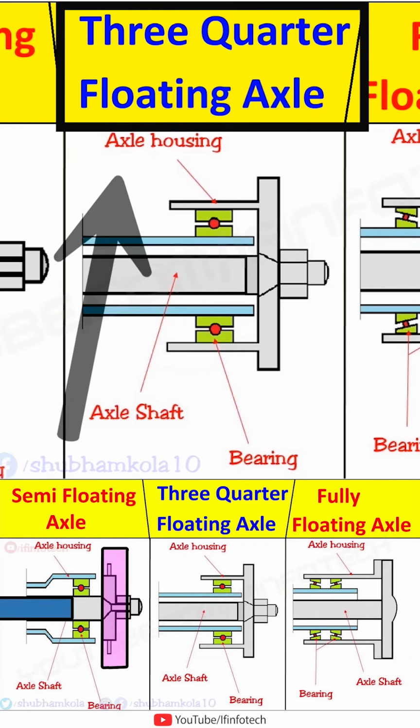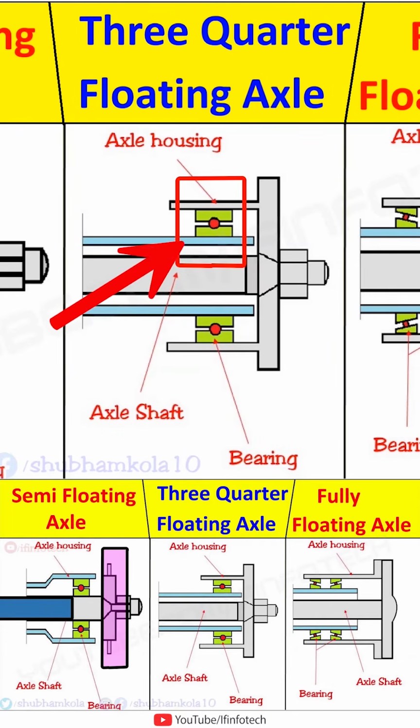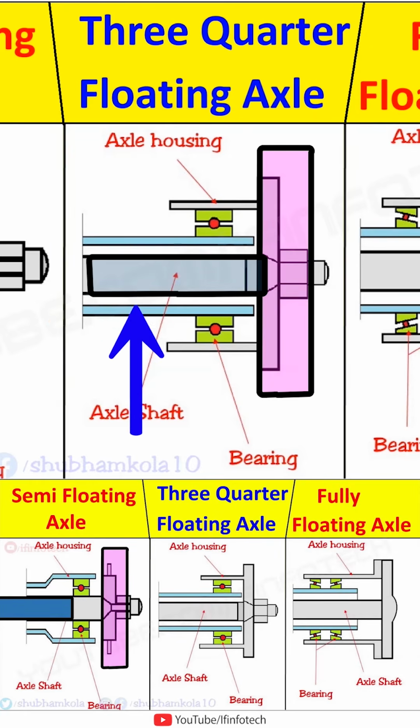Next is the three-quarter floating axle. A single bearing is installed between the axle housing and the wheel hub. The wheel is fitted directly to the shaft, thus the load of the vehicle is transferred to the axle casing and only side thrust and driving torque are taken by the axle shaft.